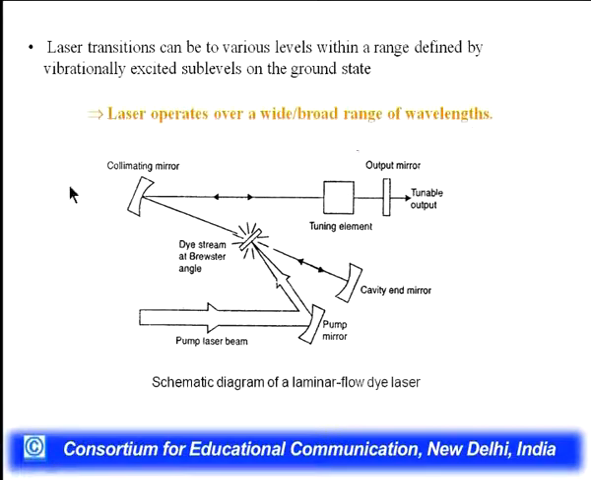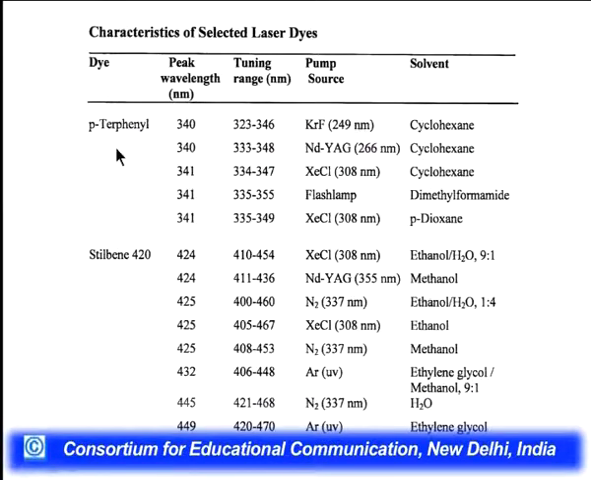This is the schematic diagram of the dye laser. Here we see this is a cuvette where the dye stream at a Brewster angle is put, and this is the cavity and the mirror is used. This is the collimated mirror. This is the pump mirror. Pump laser beam means we are using a laser source for pumping the atoms. From this pump the light will fall upon this cuvette. From this cuvette it will go to the collimated beam, and this is a cavity, and from this collimated beam we have the tuning element and the output mirror where we can get the tunable output of a laser. By this tuning element we can have different wavelengths of dye laser, and these are the different dyes which have these peaks. This is the variation tuning range.